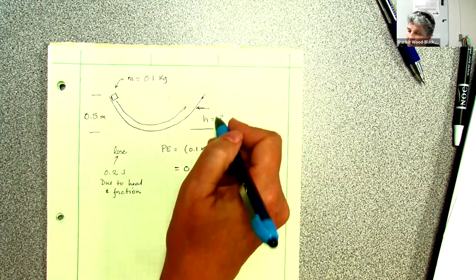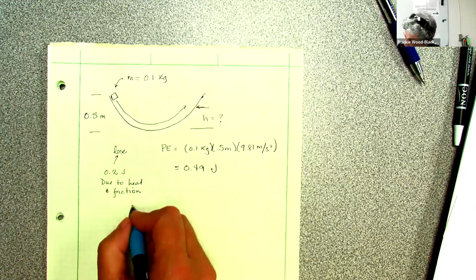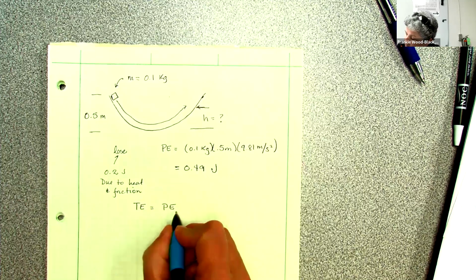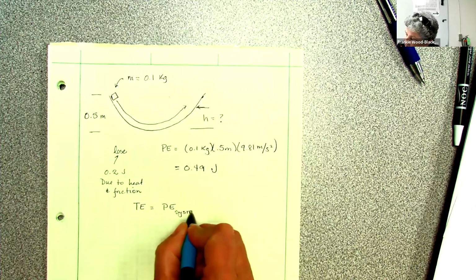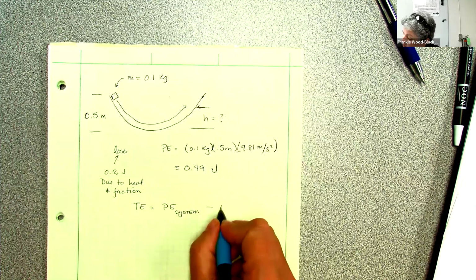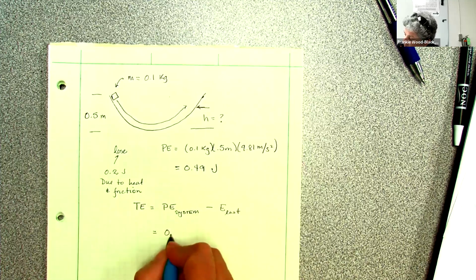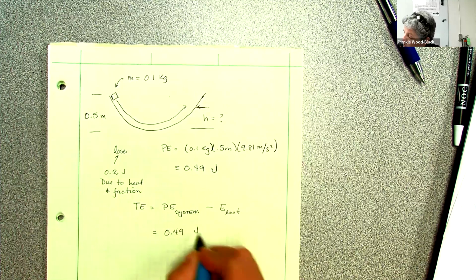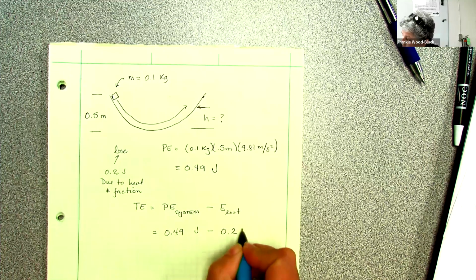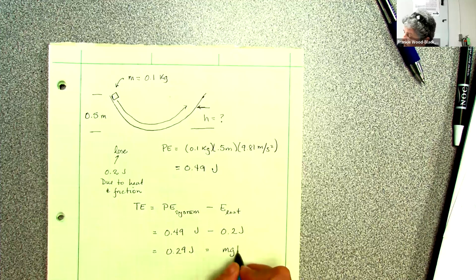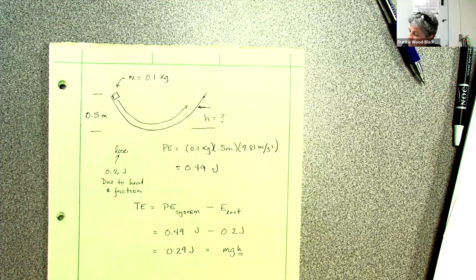Okay, and I want to know the new height that it reached. So I'm going to look at my total energy, which is going to equal the potential energy of the system minus energy lost. So now I'm going to get 0.49 joules minus 0.2 joules, which gives me 0.29 joules, which is going to give me my new height that I'm trying to solve for.